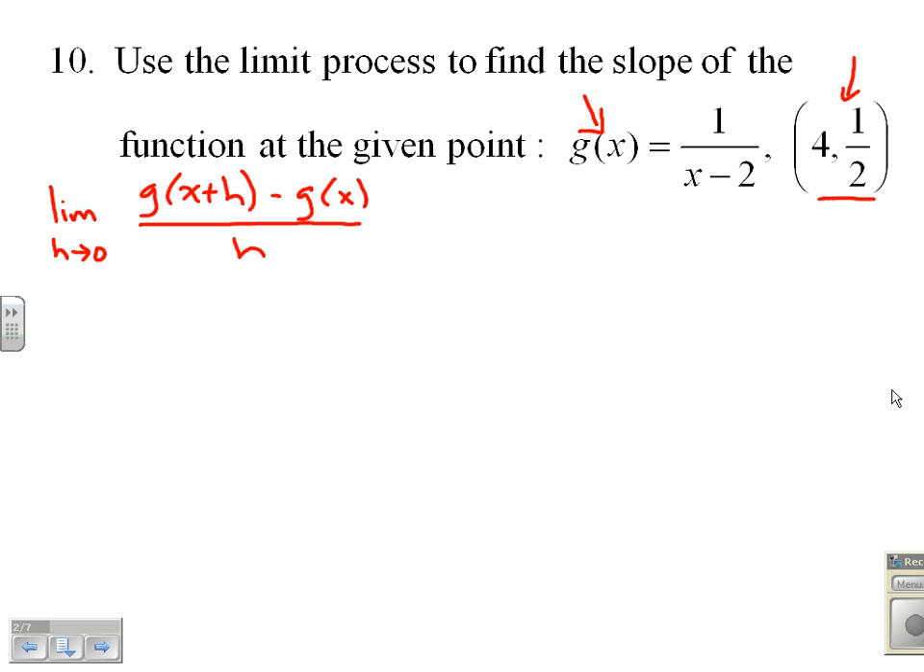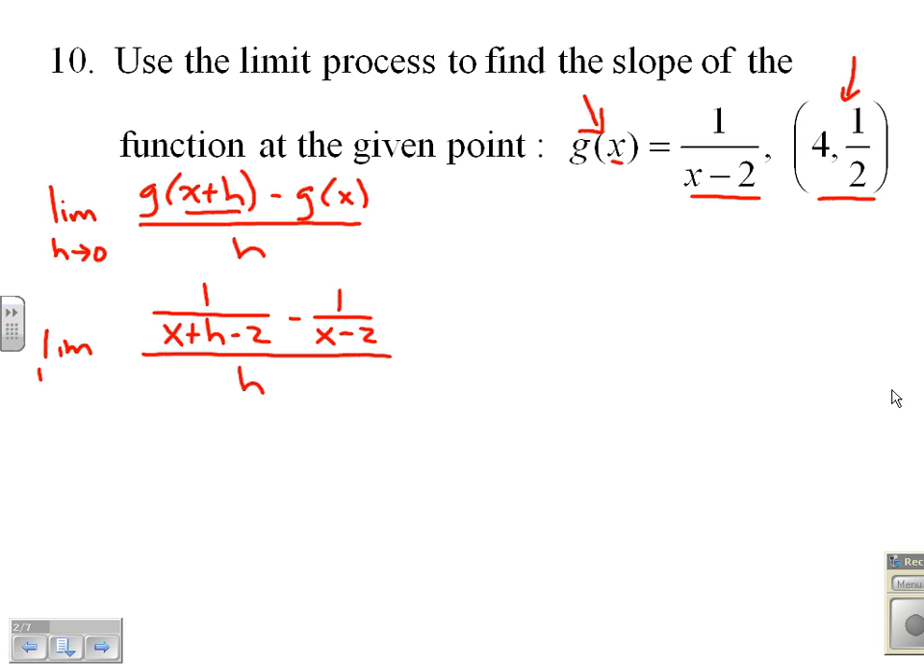When we put in 4, we get 1 over 4 minus 2, or 1/2. So 4, 1/2 is on the graph, and we want to know what the slope of the curve is when x is 4. So I want to put x plus h into g, and g is a factory that takes things, subtracts 2 from them, and puts them under 1. So I'm going to take x plus h, subtract 2 from it, and put it under 1. Then I'm going to subtract from that plain old g of x, 1 over x minus 2, and all of that goes over h. So we create a bit of a mess.